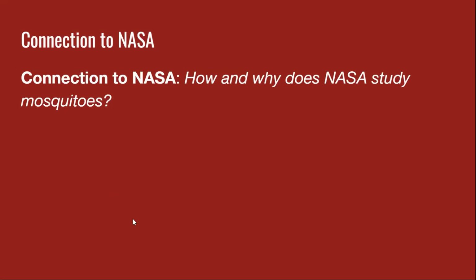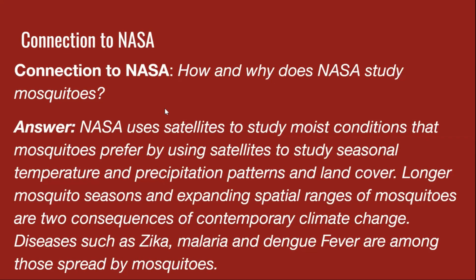So that kind of ties a nice little bow on it. But then the students, you can ask them how and why does NASA study mosquitoes? Now you could show that first video that we showed if you wanted to, but you could also just have them think about it. And of course, we use the satellites to study the moist conditions, the land change, the precipitation, the temperature, all of those things we've talked about.